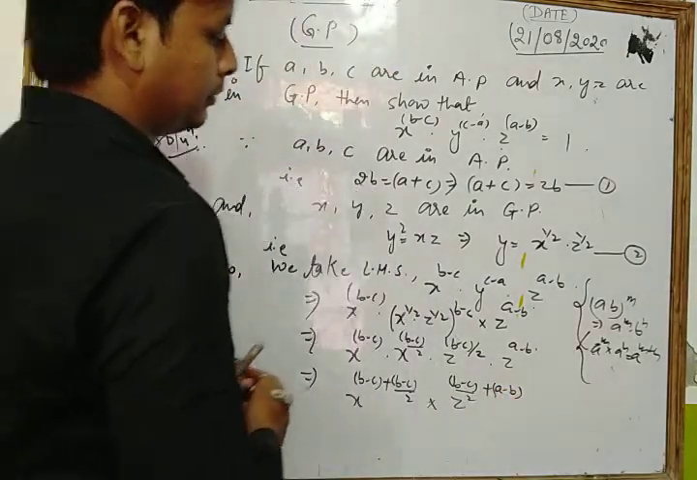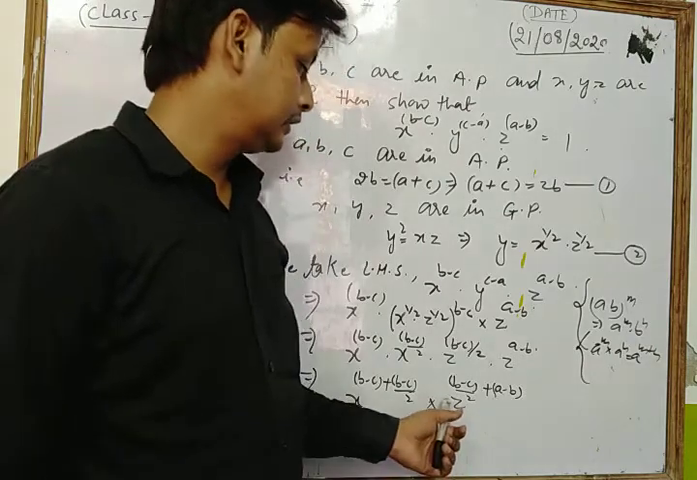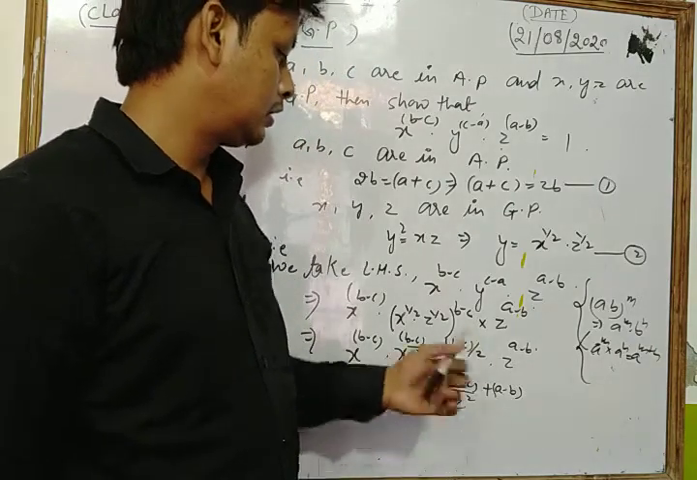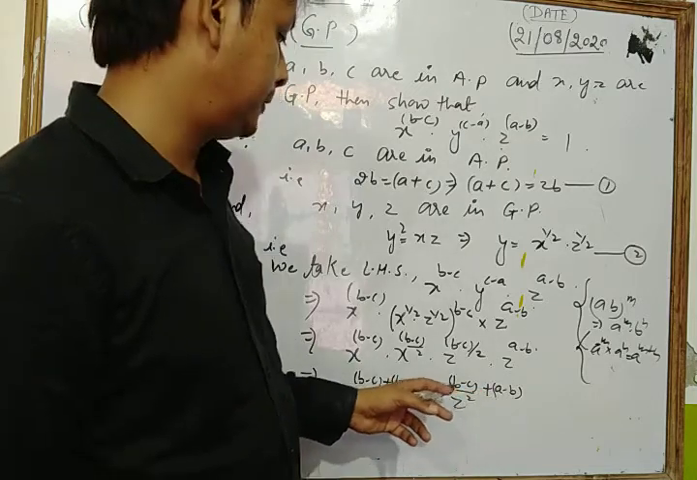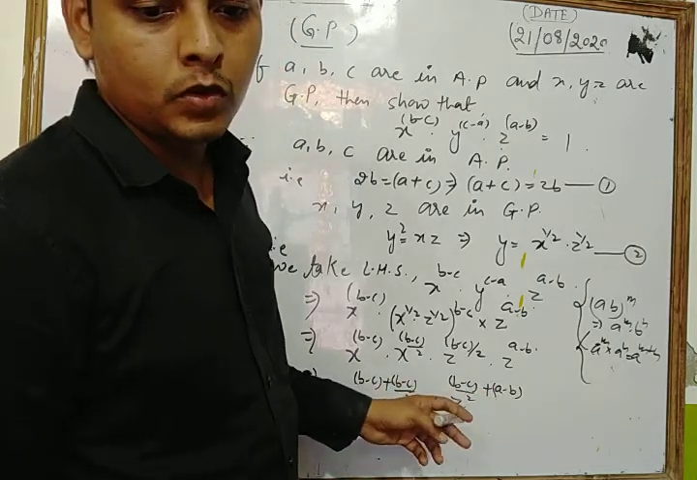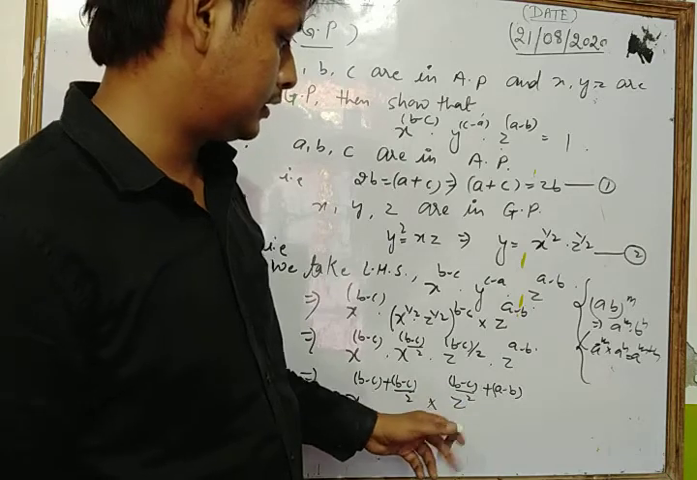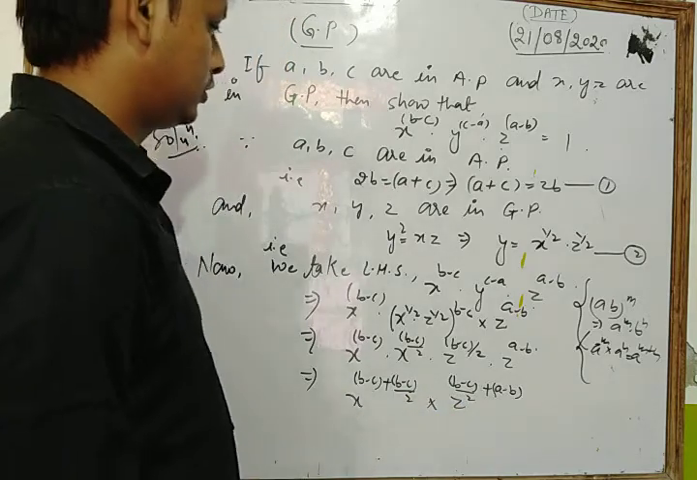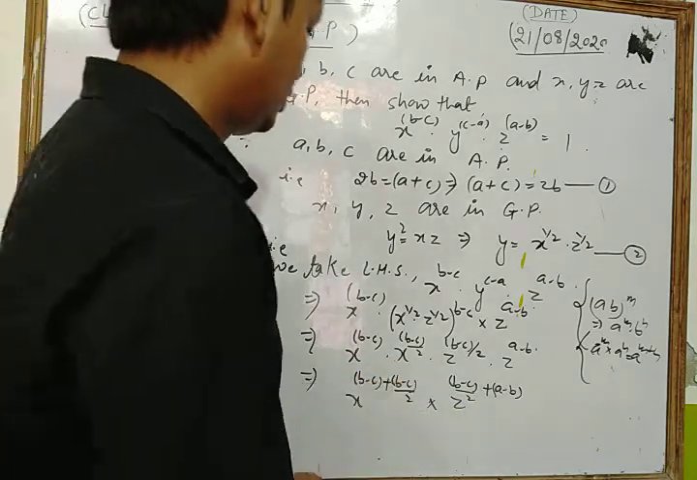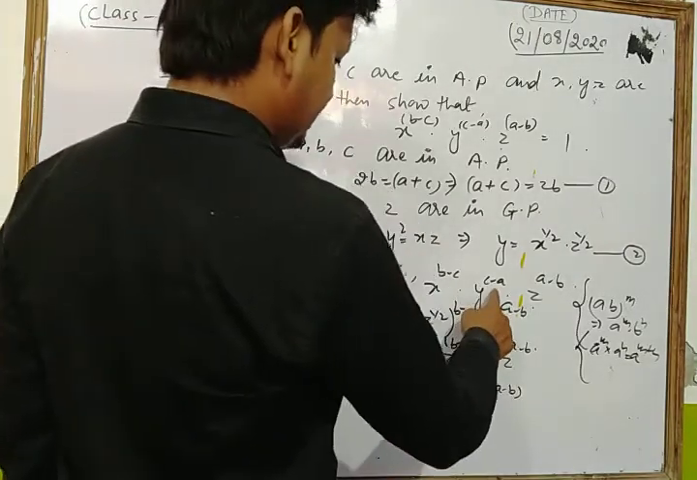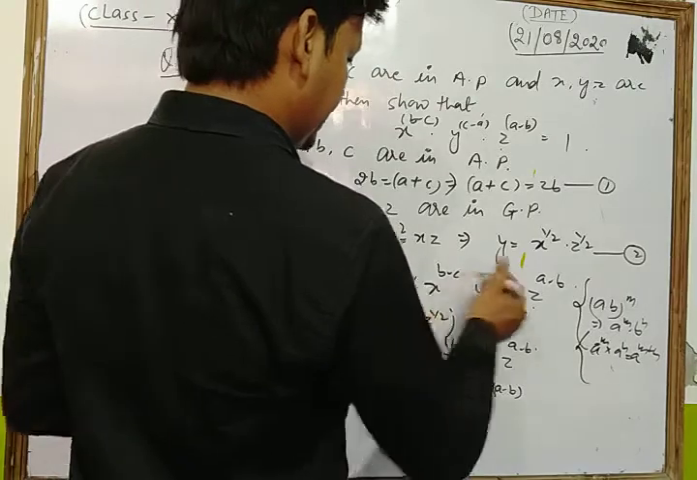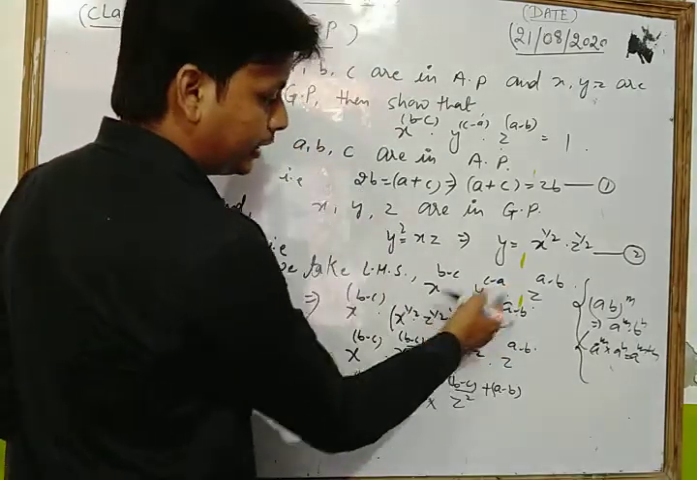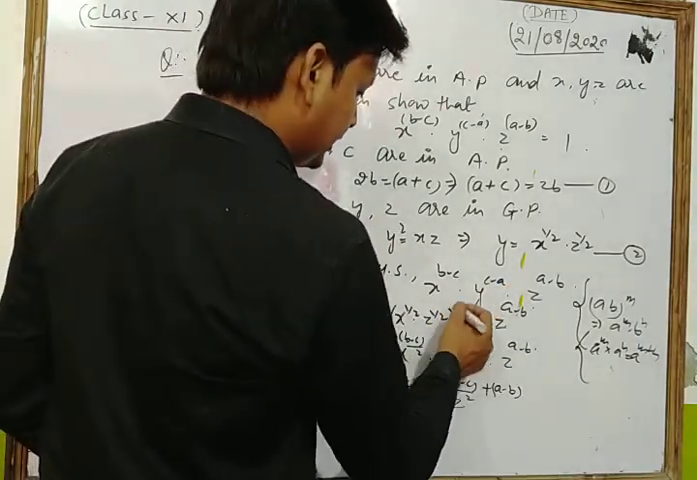A minus b. Am I right? Let's see what is given. A minus b plus c minus a. Sorry, here y to the power c minus a, right? Here we write as c minus a, because here y to the power c minus a. So here we write c minus a, right?